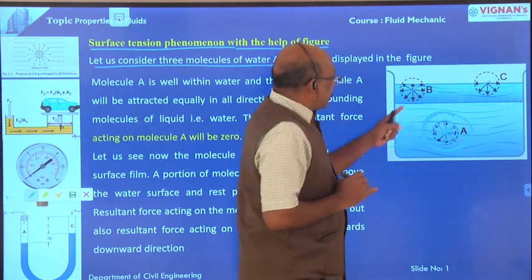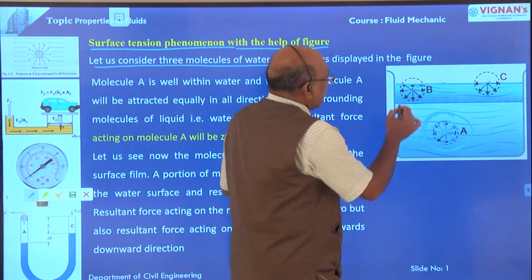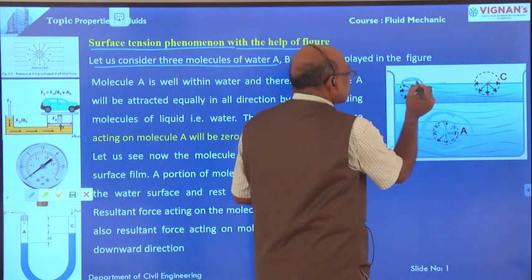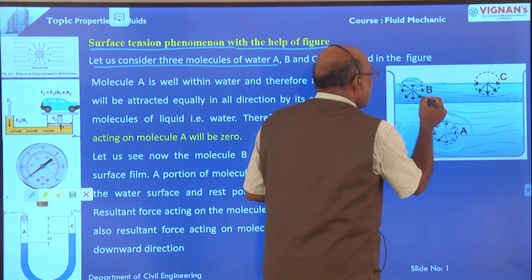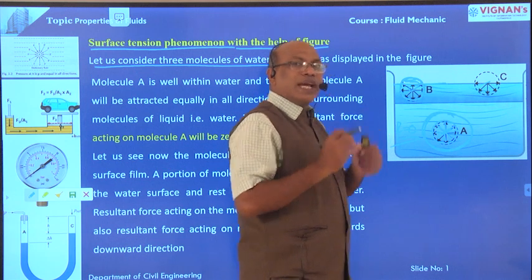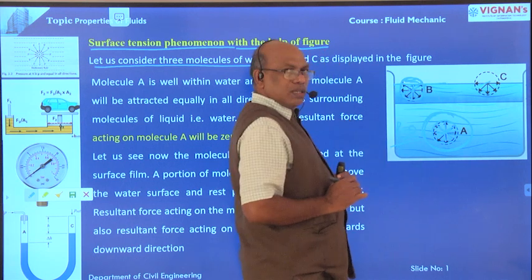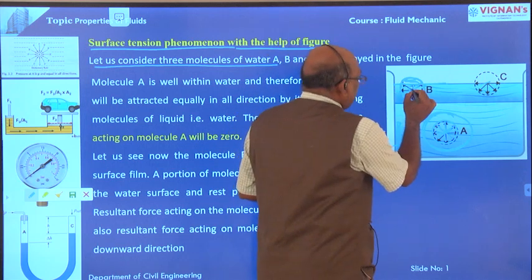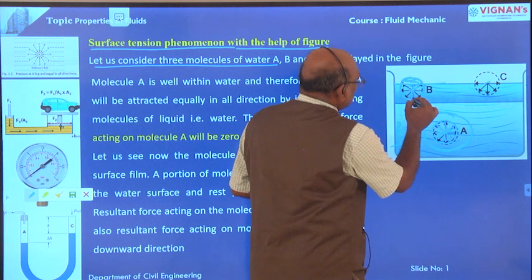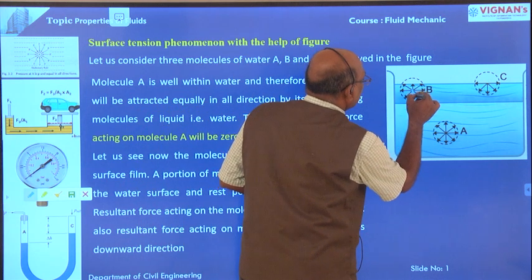Whereas in the case of molecule B, it is located at the free surface of the liquid. A part of molecule B is above the liquid surface, that is in the air, and the remaining part is within the liquid. So here the forces acting on molecule B are not equal in all directions. The downward forces are high as compared with the upward forces on molecule B. Therefore, on molecule B the forces are unbalanced, and the resultant force acting on molecule B is in the vertically downward direction.